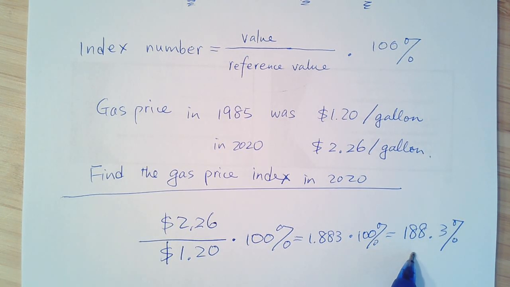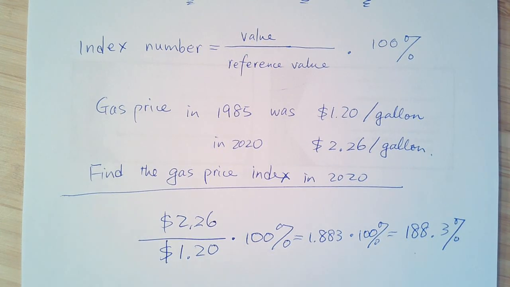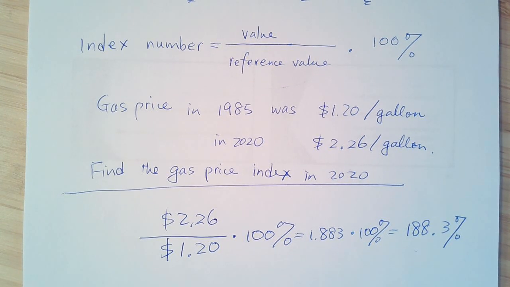So for the price index, you try to find the value over the reference price or reference value. Again, don't forget to multiply by 100%.